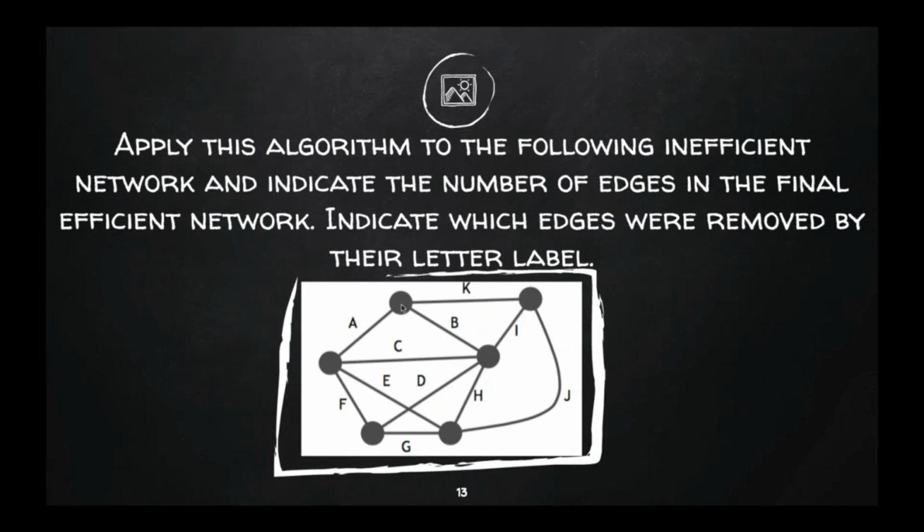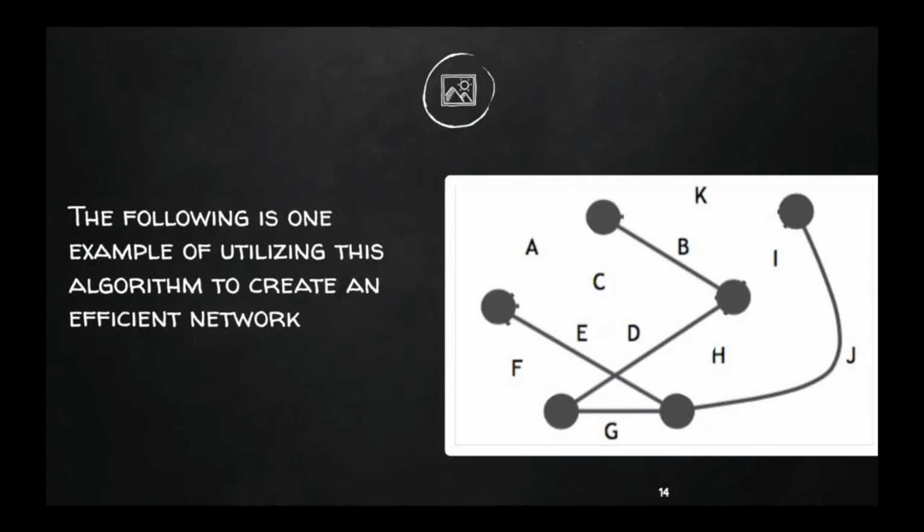So let's look at the two vertices between edge A. There's a cycle that exists between here, and also through here. So if we remove C, we remove that cycle, but we have other cycles, and we'd have to continue to do that until all the cycles were removed between these two vertices. We would remove all three of these until A was the only one connected. You get the point. You continue using that process until you have only the edges needed. So this is one example of utilizing the algorithm to create an efficient network.